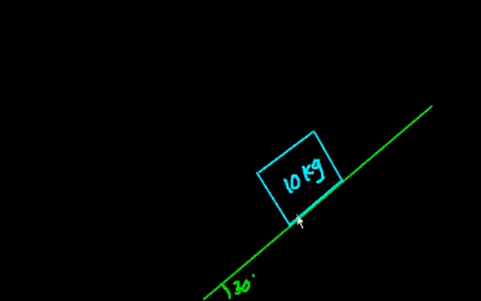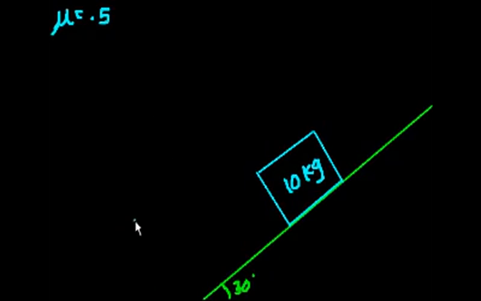And let's say the coefficient of friction between the block and the plane, I guess this could be a hill or something, let's say the coefficient of friction right here is 0.5, which actually is a lot of friction. That's the coefficient of friction, 0.5. So let's figure out what happens.